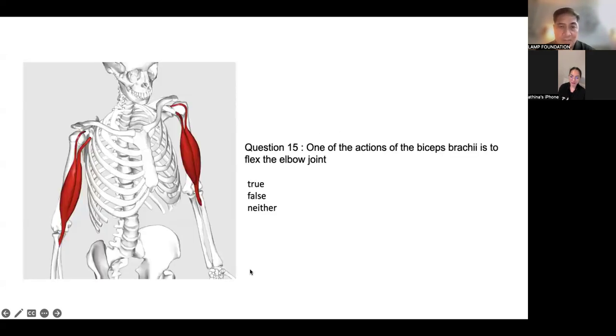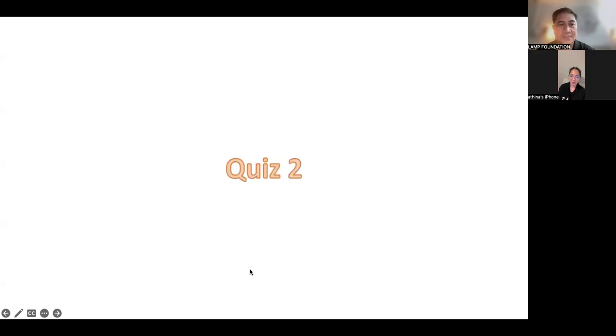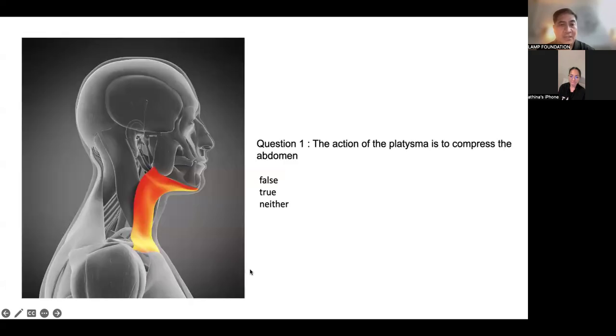One of the actions of the biceps brachii is to flex the elbow joint. True or false? It is true. The action of the platysma is to compress the abdomen. That is false. When the entire platysma is in action, it produces a slight wrinkling of the surface of the skin of the neck in an oblique direction at an angle to the midline.